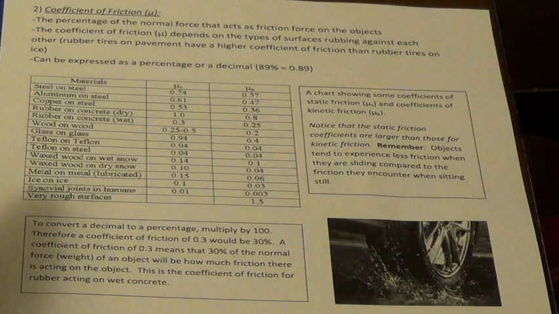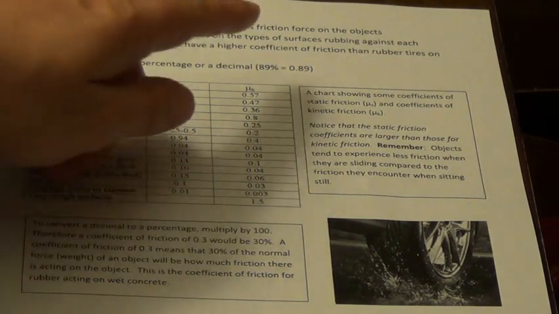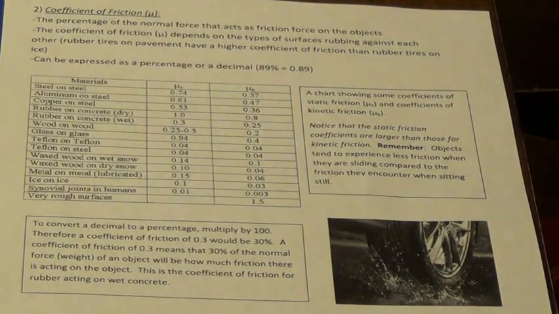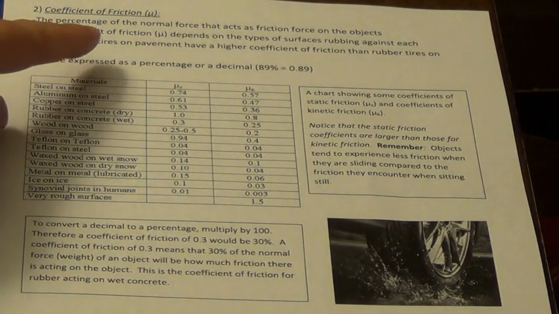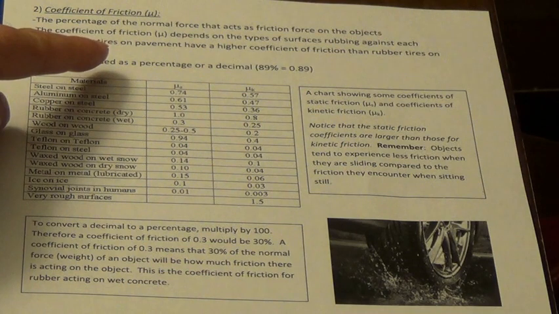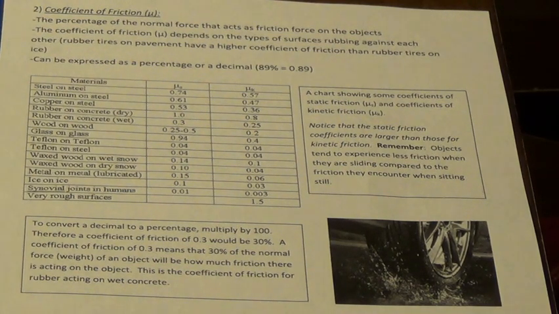And what determines the coefficient of friction is the types of surfaces that are rubbing against each other. So as an example, if you have rubber tires on pavement, you've got a lot of friction. There's a large coefficient of friction. But if you have those same rubber tires, instead of being on concrete pavement, on ice, then the coefficient of friction goes down and you encounter less total force of friction.